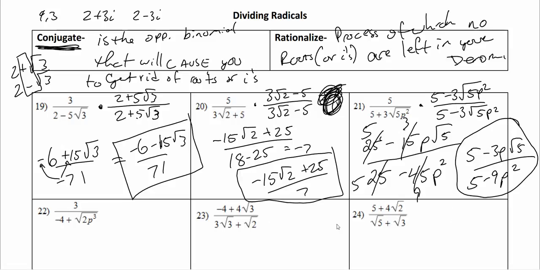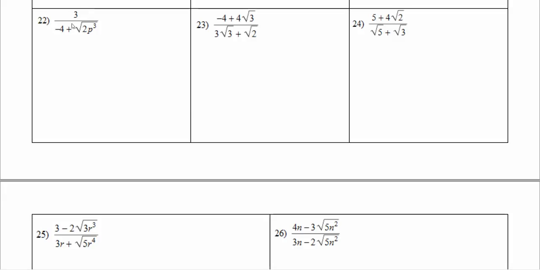All right, let's move on. We got a couple more there to do, and then you'll have some practice time yourself. All right, number 22 here. Let's multiply by the conjugate, right? So it's what? Negative 4 minus root 2p to the third. Again, the only thing I changed is this middle sign here. Everything else stays the same.